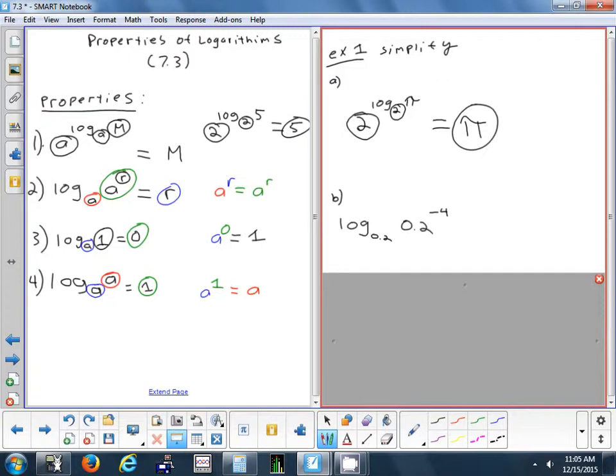How about example B? Okay, John, what rule does that one look like? Yeah, that's rule 2. This time you have the word log first. You have a base and an argument that match. So John, what would I get for my final answer here? Not 0.2 to the negative 4. Just negative 4. Your answer is whatever that exponent is. So in this case, just negative 4. Okay, questions on that one?